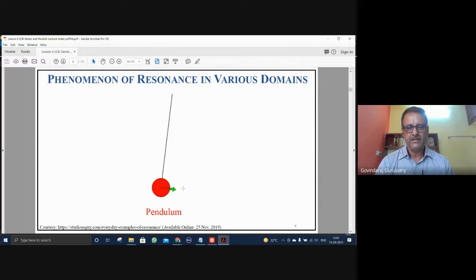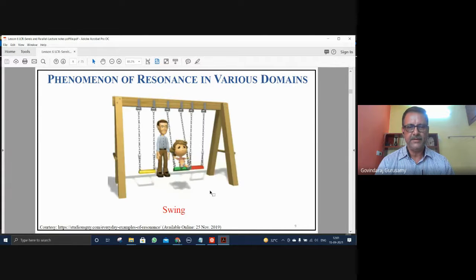This is again possible to see, the phenomenon of resonance. With respect to anything which is matching, you can see the variation in the frequency and amplitudes. This is the swing again. When it's matching with the other frequencies, there's going to be a change in the amplitude.